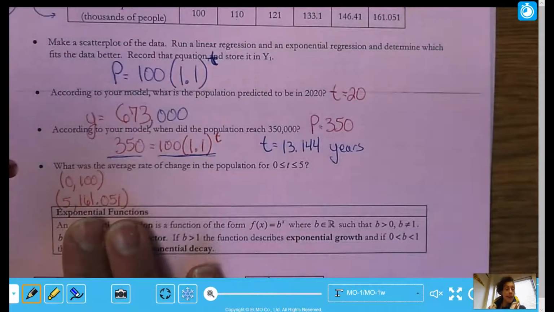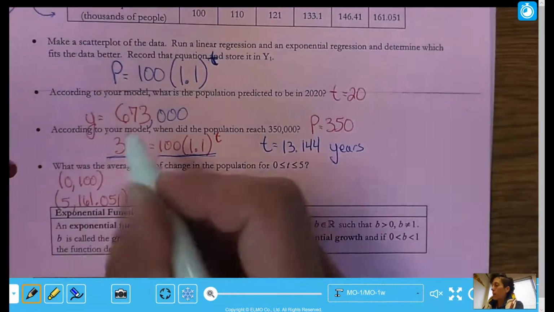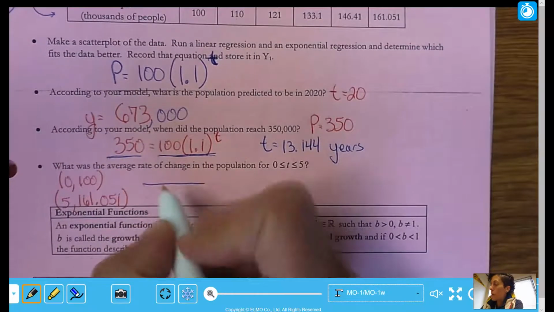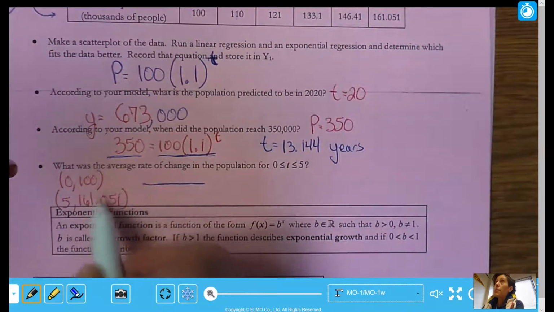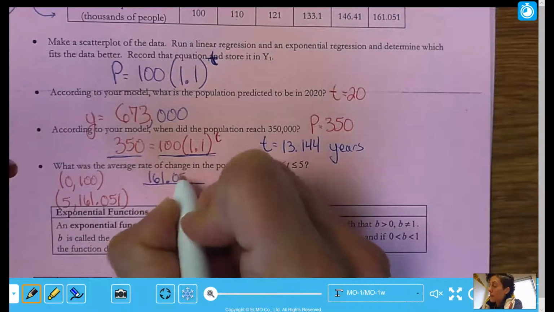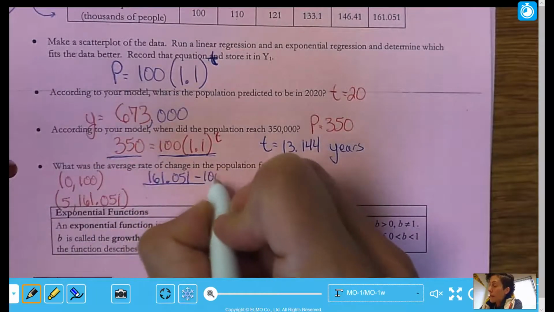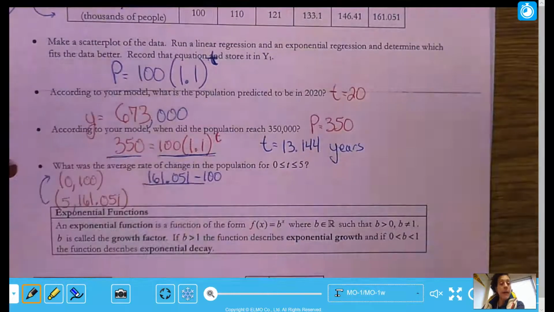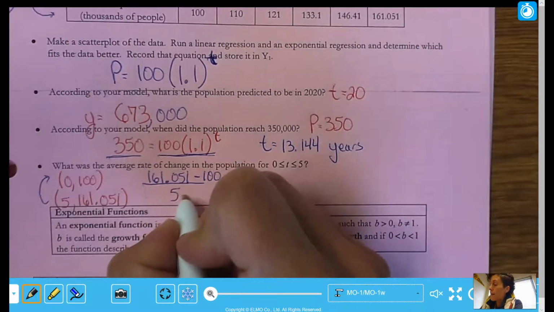And now with this, I'm going to do the average rate of change formula, which we've seen so many times. It's where I'm going to subtract my y's on top. So I'm going to take the 161, and I'm going to subtract the 100. And that means I'll have to subtract my x's the same way. So I'll do 5 minus 0.